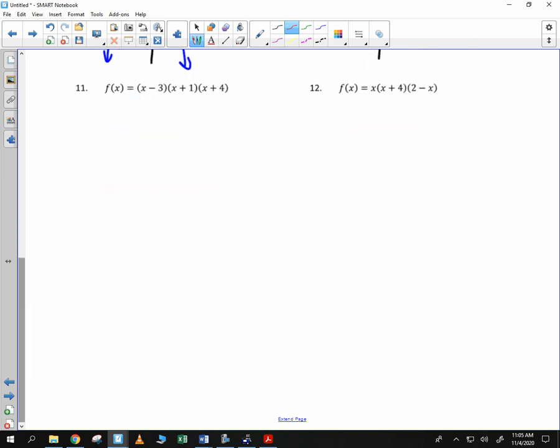The next one, x cubed, it's positive. So it's going to end up, and it starts and ends in opposite directions.